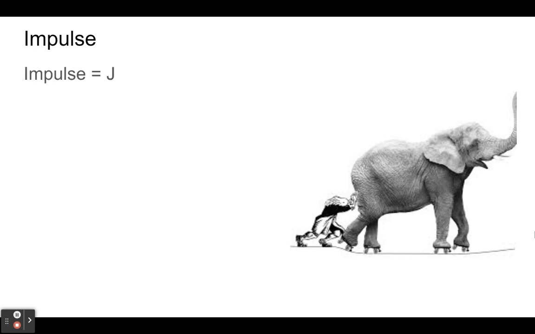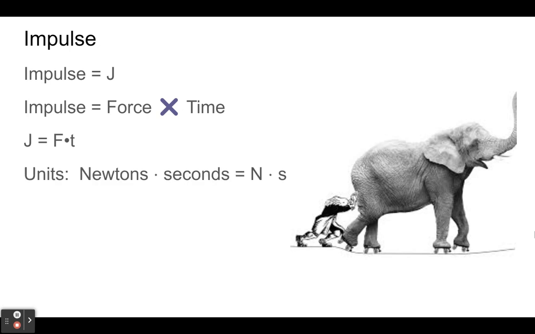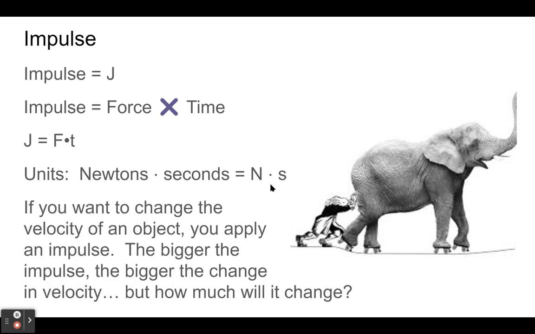So, impulse is this idea of pushing it to make something move. The letter for the variable is capital J, and impulse is force times time. If we write it as an equation, J is equal to F times t. The units are newtons times seconds. Just like the unit for force is newtons, the unit for time is seconds, and that's where we get newtons times seconds. Sometimes you just see it as N·s.